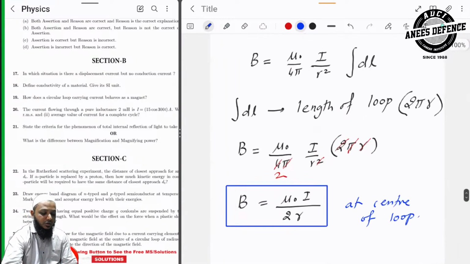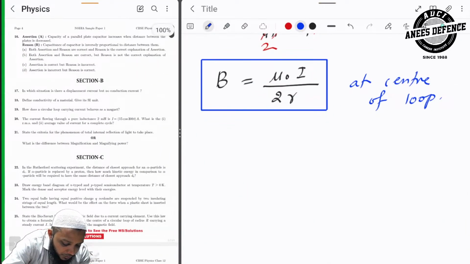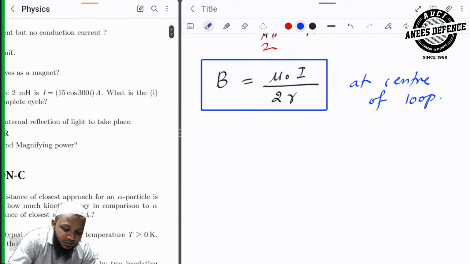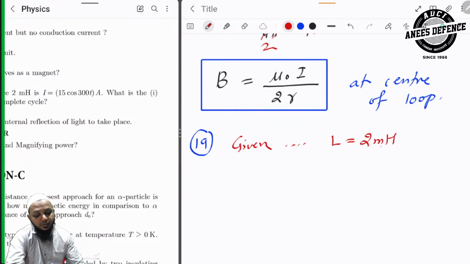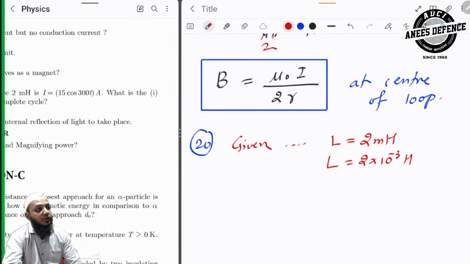Now see, in the next question, they have given a numerical. The current flowing through a pure inductance of 2 millihenry is given. Now see, question number 19. Given that self-inductance is 2 millihenry. Now, what is milli? Milli means 10 power minus 3. Do you know milli means 10 power minus 3? Okay. So, 1 milli is equal to 10 power minus 3.